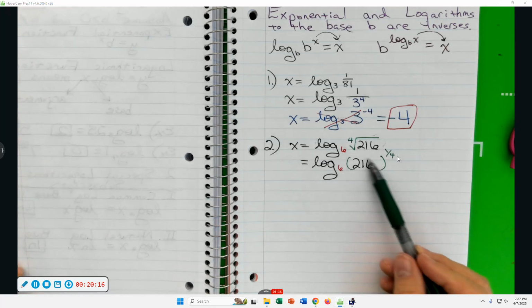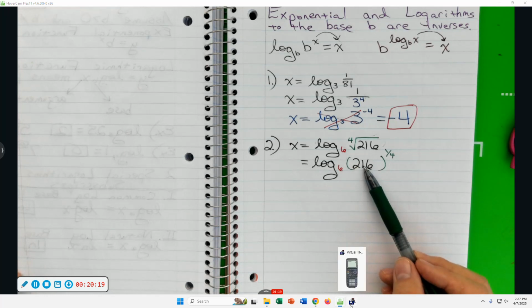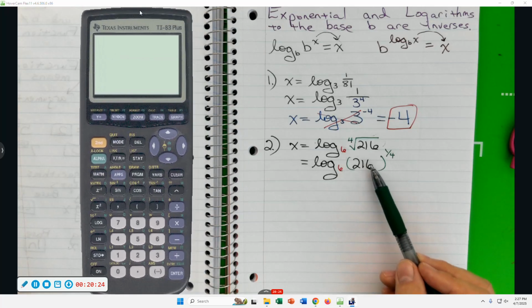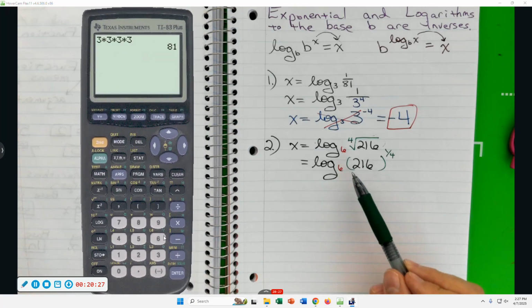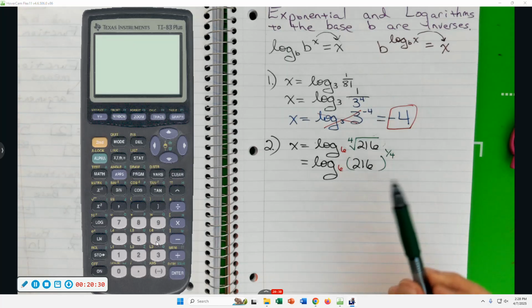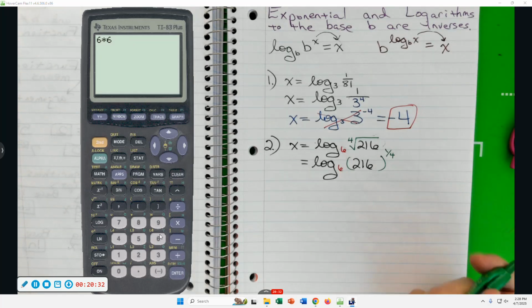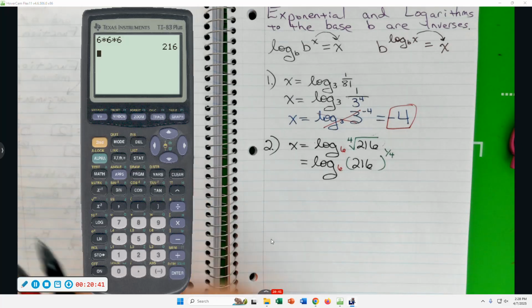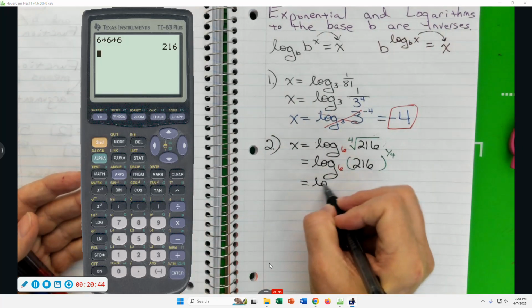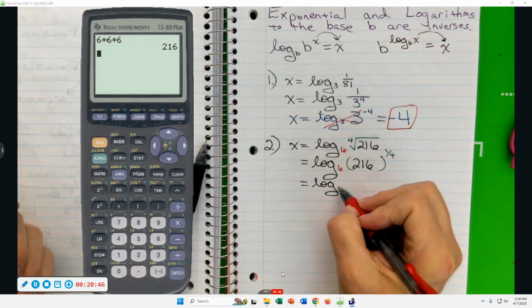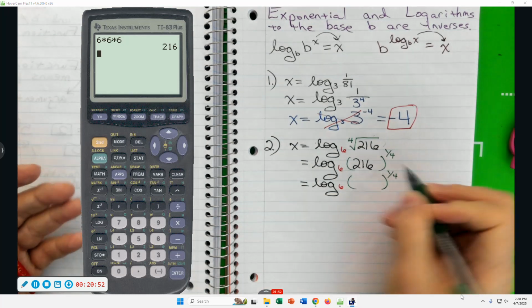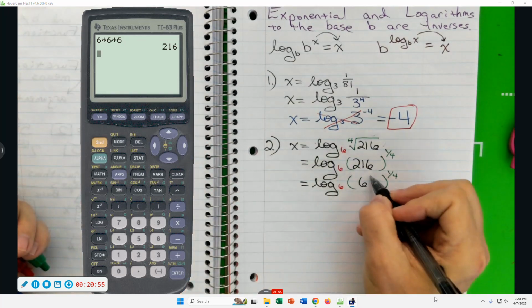We need 216 to be 6 to a power. Can we write 216 as a power of 6? Tony, where's that calculator of yours? We know 6 squared is 36. That's not it. What about 6 times 6 times 6? What about 6 cubed? What's that going to give us? There it is. So we have log base 6 of 6 cubed.